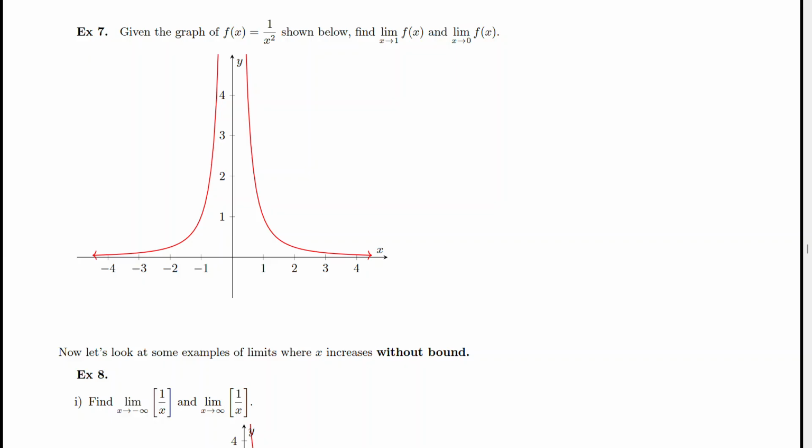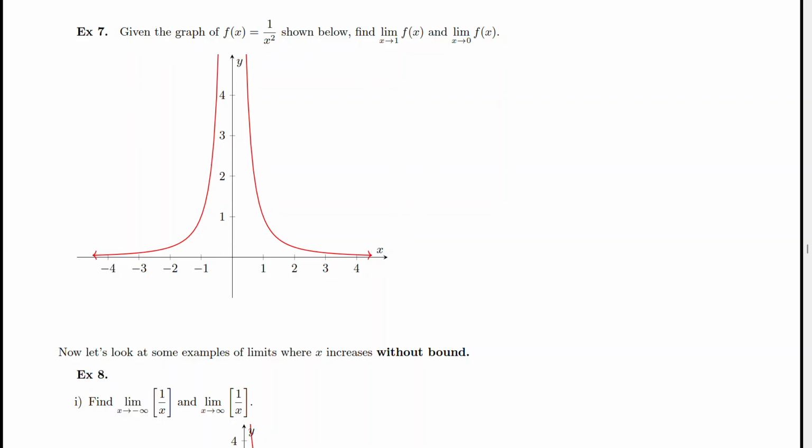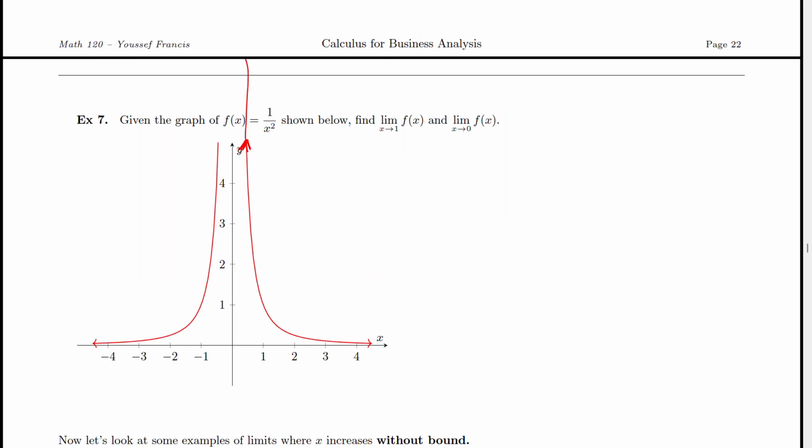So in example 7, we have a function which is 1 over x squared. Similar to 1 over x, except the branch is not in the third quadrant. It's actually in the first and second quadrant. So we have two branches on this curve. And again, this line continues going up forever. Imagine it's stretching beyond the page. It just continues shooting up forever on this side and on that side as well.